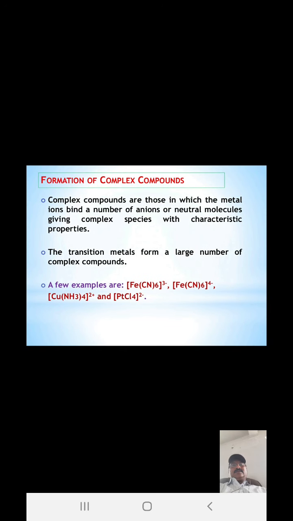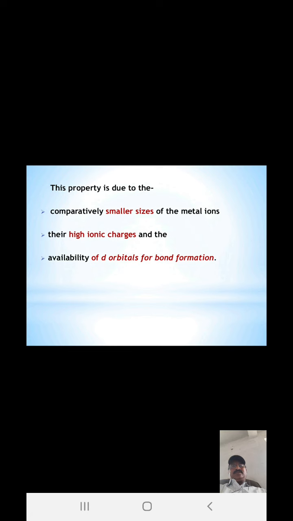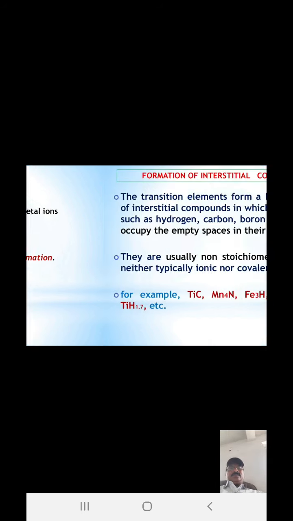Formation of complexes. Before that, what is a complex? Which contains more types of bonds, otherwise the metal which accepts electron pairs from ligands. Complex compounds are those in which the metal ions bind a number of anions or neutral molecules, giving complex species with characteristic properties. Then transition metals form a large number of complexes. This property is due to the small size, high ionic charge, and availability of d orbitals for bond formation.